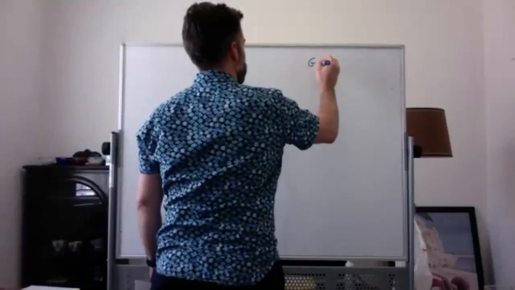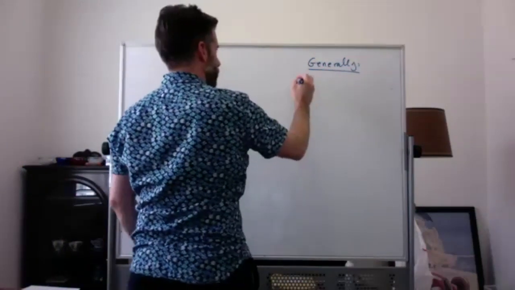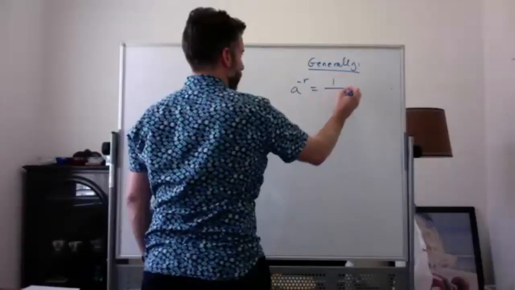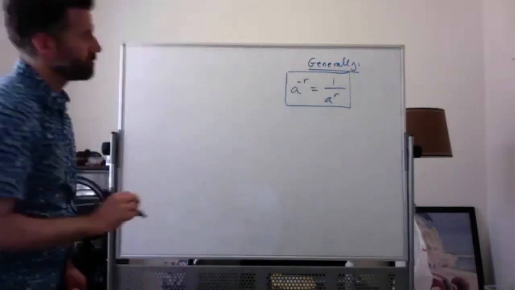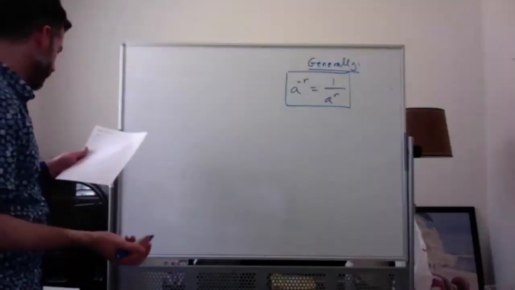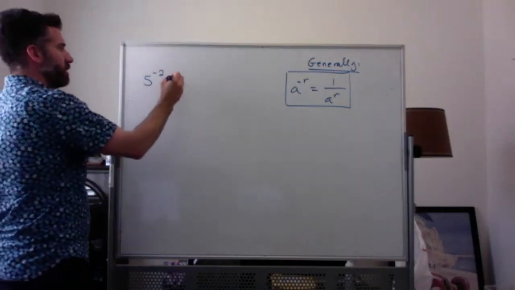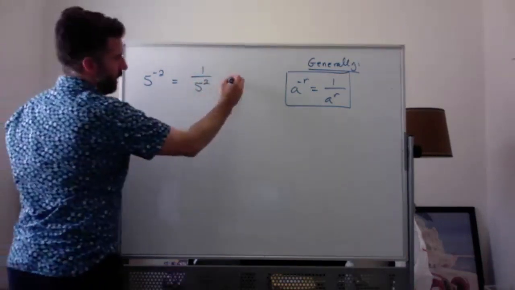So, a few examples. Actually, a general rule and then examples. Generally, we have that a to the negative r is equal to 1 over a to the positive r. Some examples of this: 5 to the negative second is 1 over 5 to the positive second, which you could write as 1 over 25.